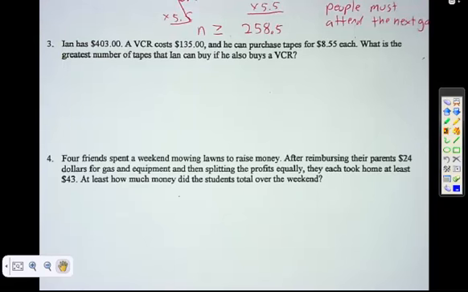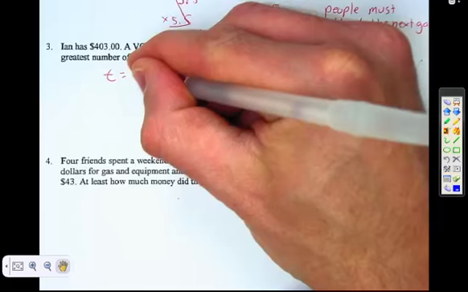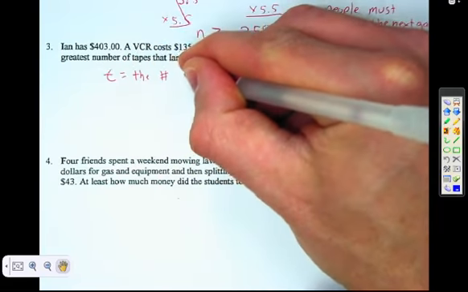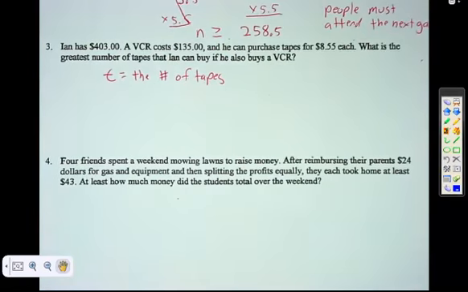Alright, moving on to the next one. Ian has $403. A VCR costs $135, and he can purchase tapes for $8.55. What is the greatest number of tapes he can purchase? So I'm going to say t equals the number of tapes. That's what we're looking for.